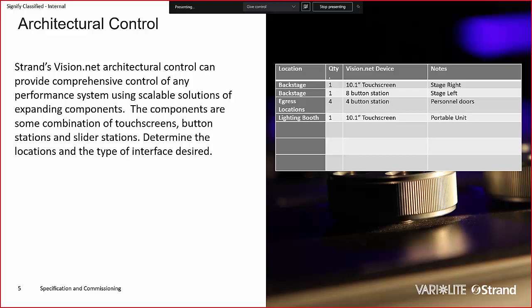But again, it just depends upon the preference of the design. So this table is showing locations. So we have backstage. We've got one 10-inch touchscreen and it's located stage right. Backstage, we also have an 8-button station that is stage left. At the egress locations, there are 4 4-button stations. And in the lighting booth, there's one 10-inch touchscreen that is a portable unit.